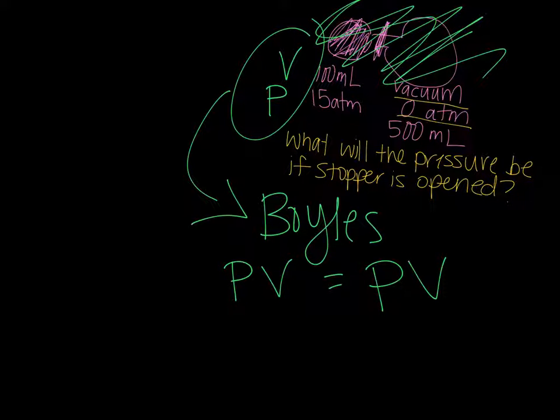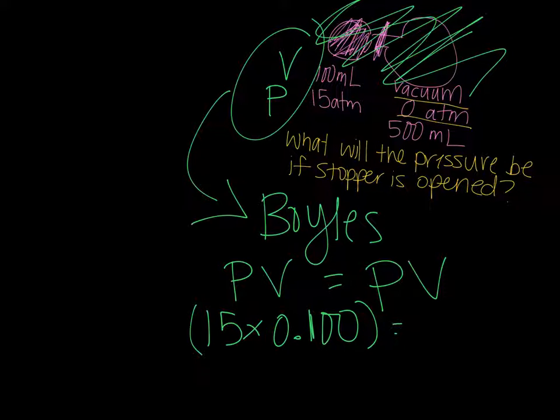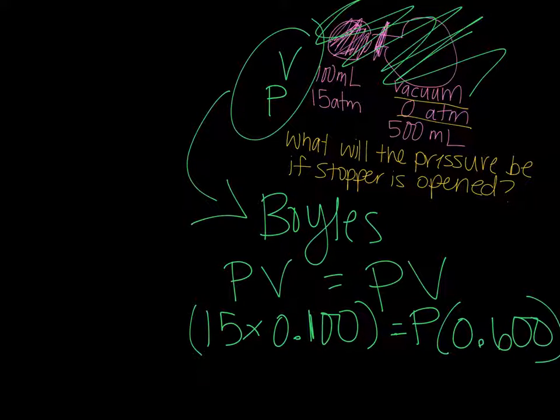Okay? So if the original pressure was only 15 ATMs and it was only in 0.1 liters, notice I changed it to liters for gas laws. Okay? We want to know what new pressure is going to be. What is the new volume? 600. It is 600 milliliters. Do you guys see that? If you open that up, it's both compartments now. So it takes up the entire container, which will be 600 milliliters.